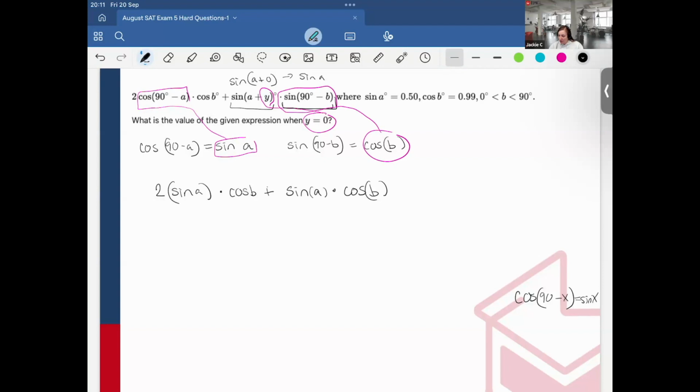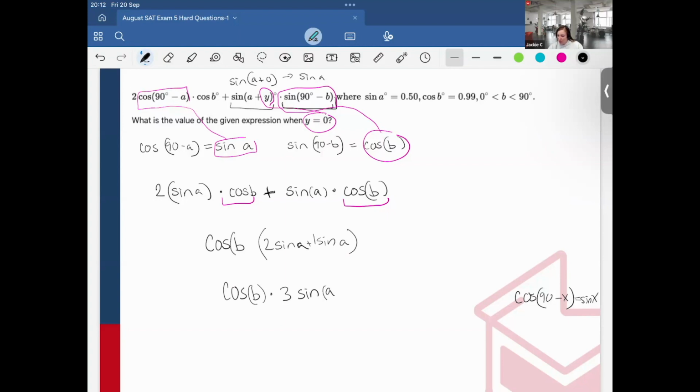Okay, and so I have this plus sign in front. I have two values that are the same, cosine b. I could factor it out. This would be the same as cosine of b. When I combine them together, it would be cosine b multiplied by 2 sine a plus sine a, which becomes, so basically, cosine b times 3 sine a.